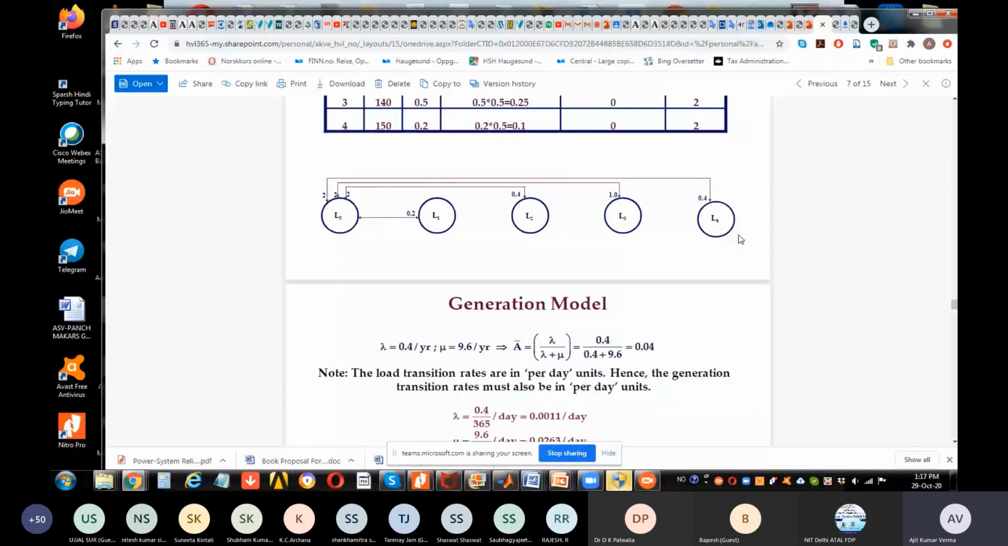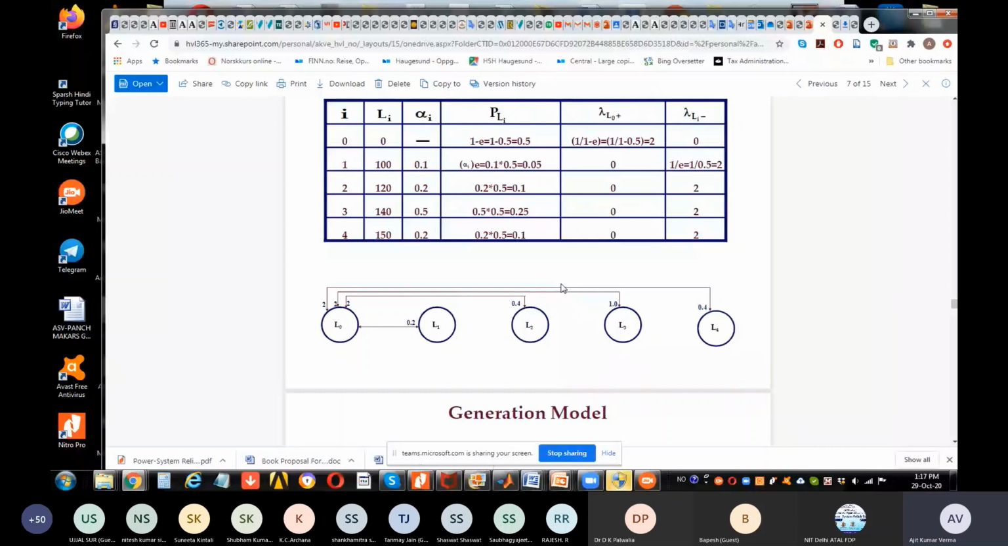But I think you recall very clearly that the transition to lower state from L0 is 0, from L1 it is 2, from L2 it is 2. The transitions from these various states, it's 2. And so this is also 2. Now, what we need to know is 0.2, 0.4, 1, and 0.4. So what we have done is we have basically multiplied them.